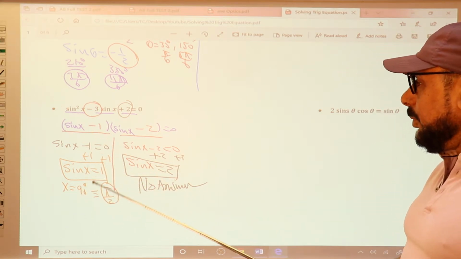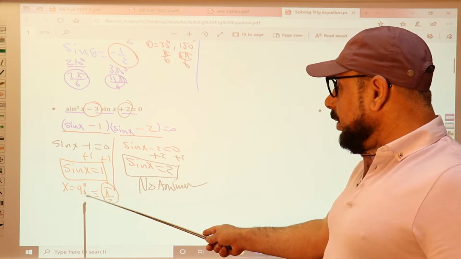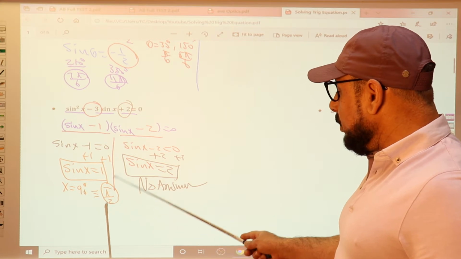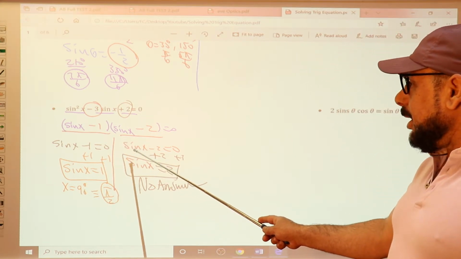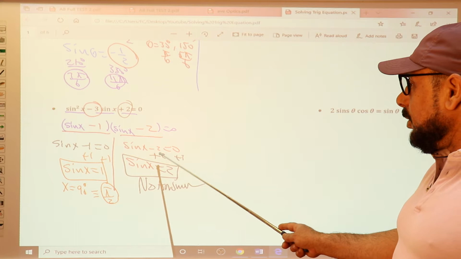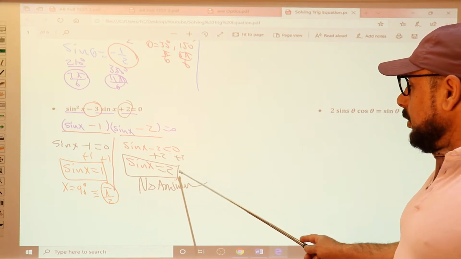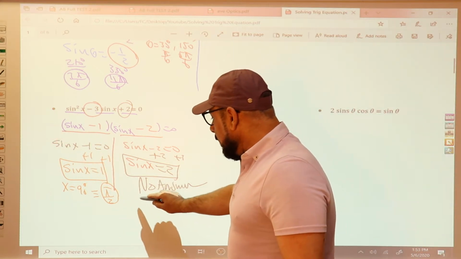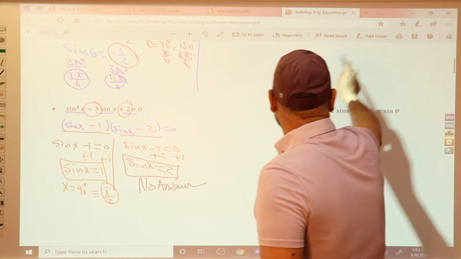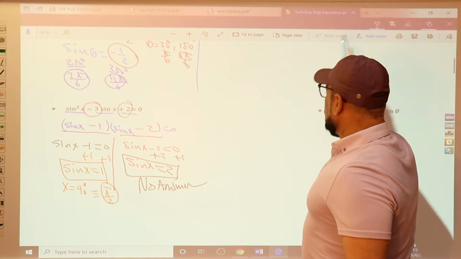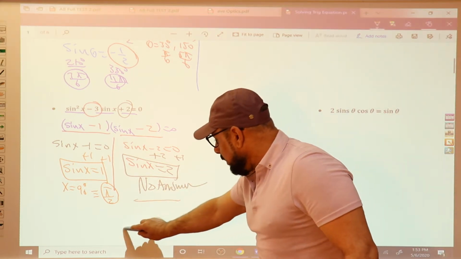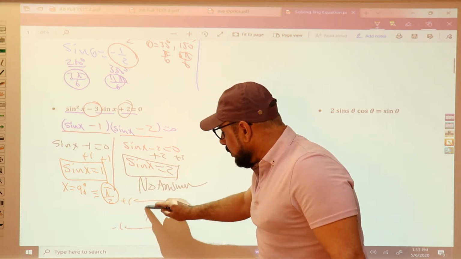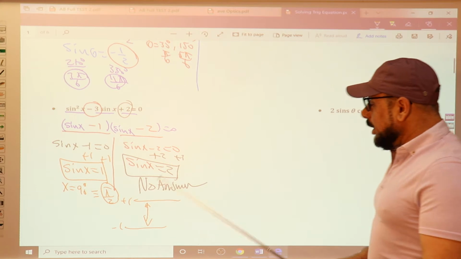Usually we have two answers, and you have to be able to give your answer in degrees and in radians. 90 degrees is equal to pi over 2. Look at the other side: sine x minus 2 equals 0, so sine x equals 2. That's impossible, because the range of sine and cosine is between -1 and 1. Your answer has to be between -1 and 1.